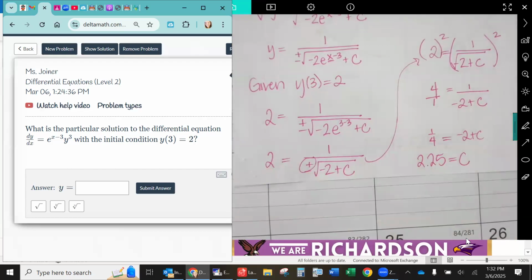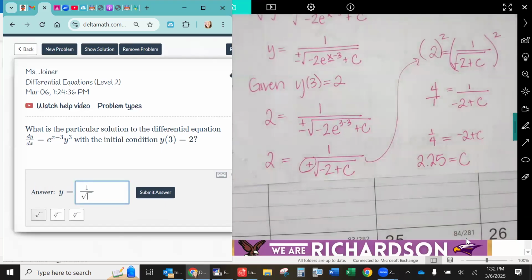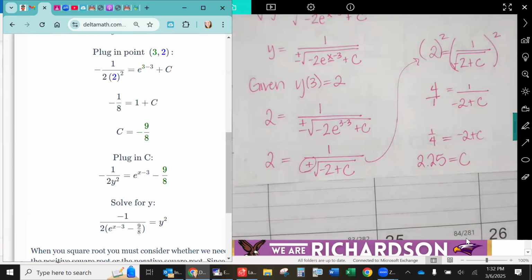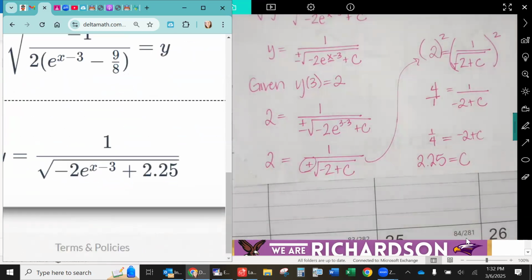So now let's type in your answer. Go to your keyboard. You're going to do 1 over, then positive square root. Obviously, you don't have to put the positive, but we know it is positive. Then we want a negative 2 e to the power of x minus 3. And then our c was a plus 2.25. You do it just like that. Make sure that your 2.25 ends up inside the square root. Then that would be your answer. I'll zoom in on it if you need to see that.